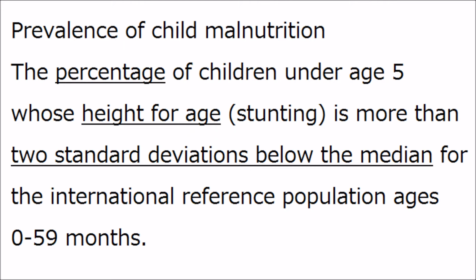Prevalence of child malnutrition is the percentage of children under age 5 whose height for age is more than 2 standard deviations below the median of the international reference population ages 0 to 59 months. To say it more easily, a higher percentage means more children with malnutrition.